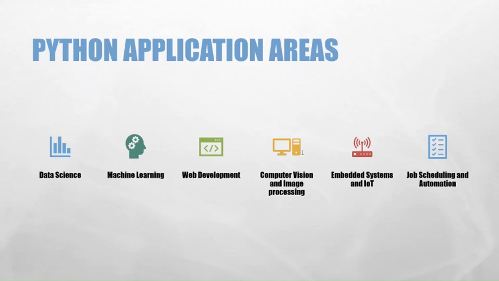Last but not the least is job scheduling and automation. Python excels in job scheduling and automation tasks. With tools like Celery for task queues, APScheduler for job scheduling, and Fabric for automating deployments, Python simplifies repetitive tasks and allows for more efficient workflow management, whether you are automating server maintenance, deploying code, or managing background tasks. Python provides the flexibility and power needed to streamline the processes. So these are the application areas of Python.